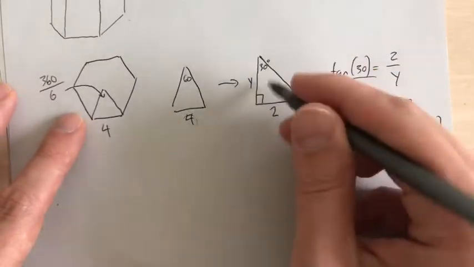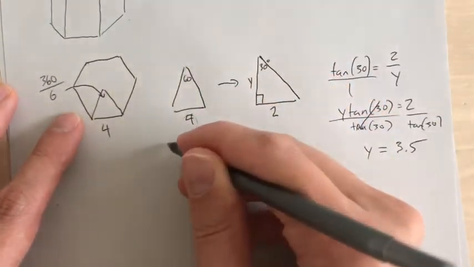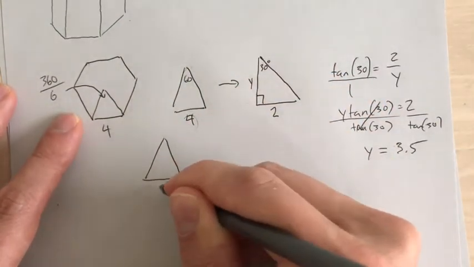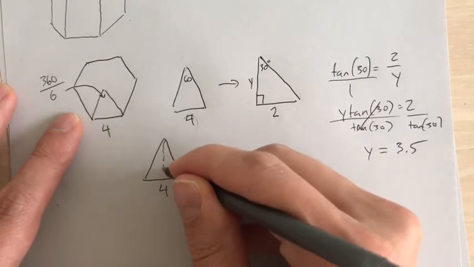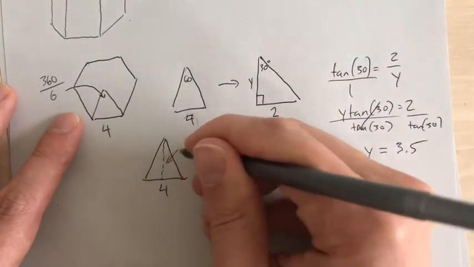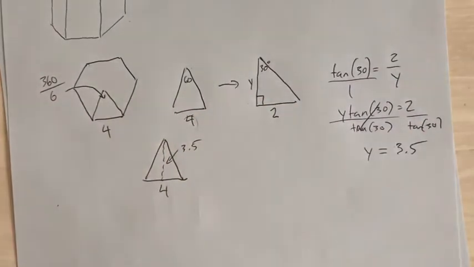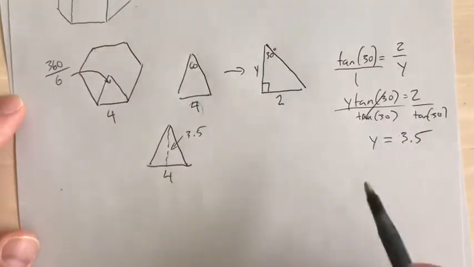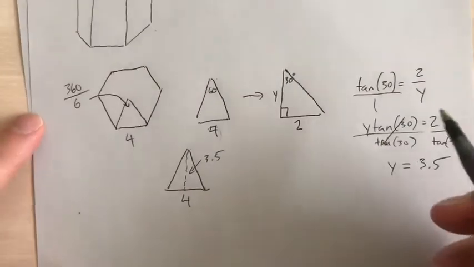So if I were to go back to this triangle here, it'd be a 4 on the bottom, and then the height of it would be 3.5, right? So if I'm trying to find the area of just this, base area of this polygon, right?